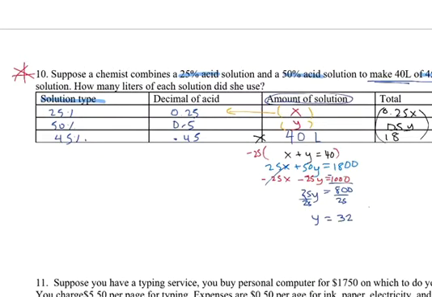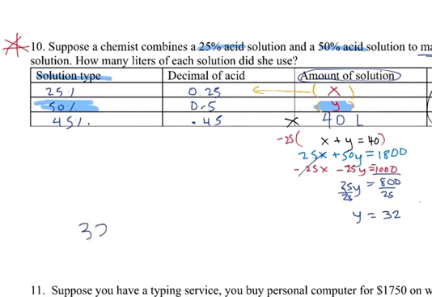Y is your 50% acid. So how many liters of each solution did she use? She used 32 liters of the 50% acid solution.